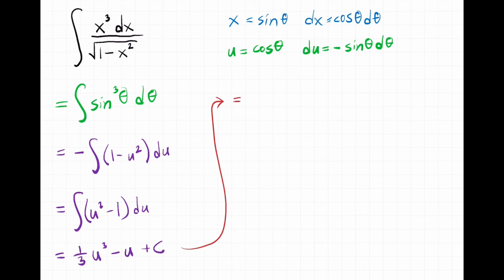And what we have is 1/3 of u cubed. Well, our u is cosine theta, so u cubed is cosine cubed of theta. And then minus u, so that's minus cosine of theta, plus constant. But our original integral was in terms of x, so we shouldn't have an answer that's in terms of theta here. We need to figure out how to convert our cosine of theta back to be in terms of x. Let's take that on a separate page.